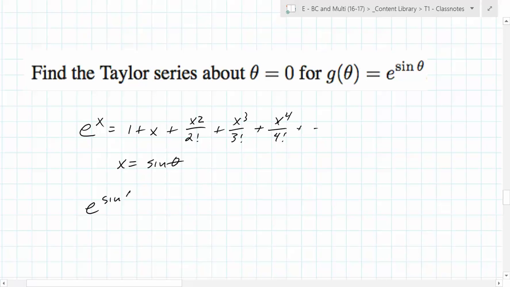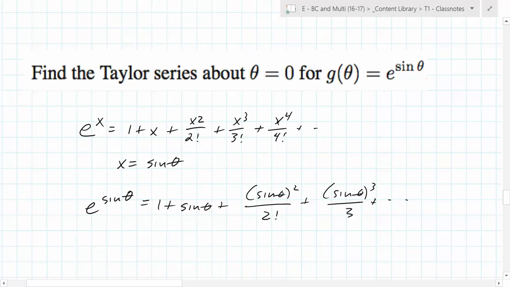So what do we get? e to the sine of theta is equal to 1 plus sine of theta plus sine theta squared over 2 factorial. Yeah, either way is fine. I'm doing it more explicitly. That's fine. Sine of theta cubed over 3 factorial, thank you.